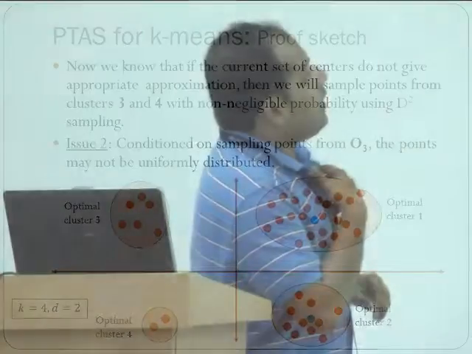Now, what we know is that if the current set of centers does not give an appropriate approximation, then we will sample points from clusters 3 and 4 with non-negligible probability using D2 sampling. Now there's a second issue that we have to deal with. Conditioned on sampling points from this optimal cluster 3, the problem is that the points may not be uniformly distributed. Remember, the lemma of Inaba et al. requires the condition of uniform sampling of points. If you sample points uniformly from that subset and then take the average, then you will get that particular approximation.